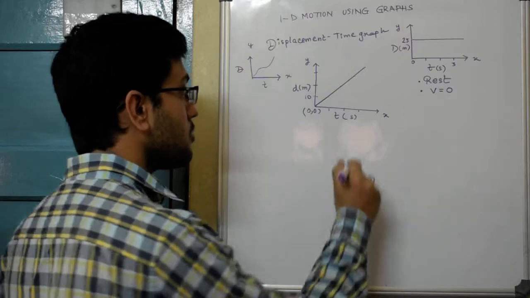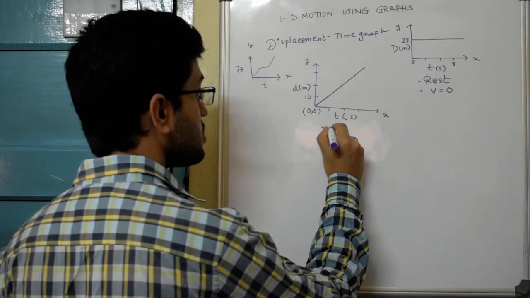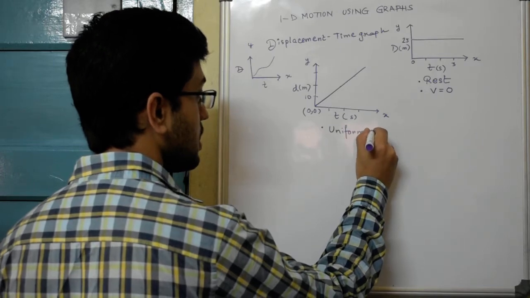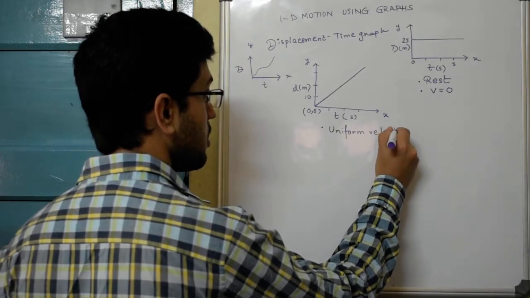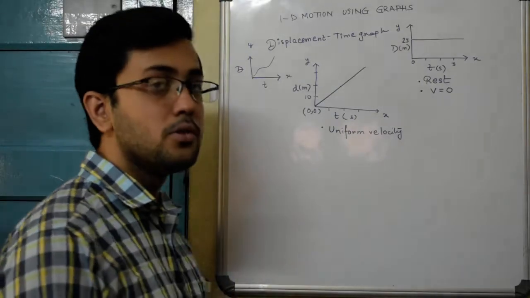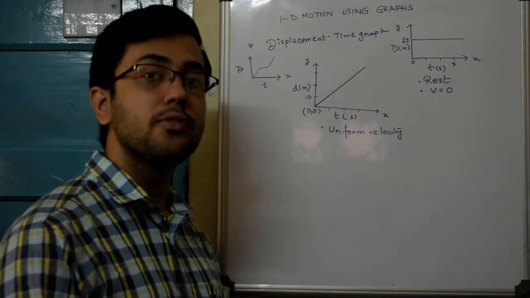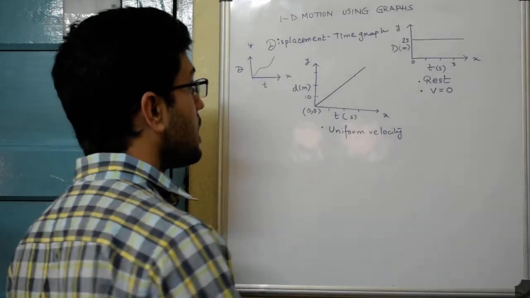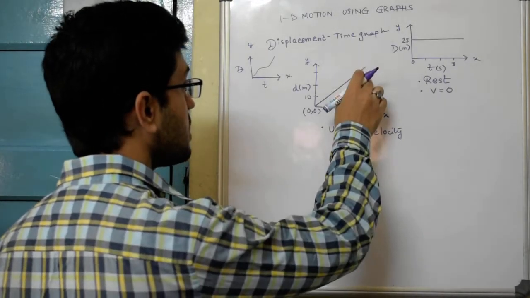So this kind of motion is basically a motion with a uniform velocity. The word uniform is a key word here. Uniform velocity means the body is moving with a uniform speed and in a fixed direction, because velocity is a vector quantity. And how do you find the velocity from this kind of graph?